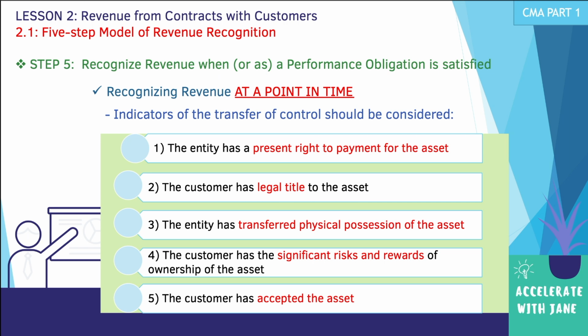For example, first, the entity has right to the full amount of consideration of the asset. And second, for example, if the seller has already transferred control of the asset, therefore the customer already has the legal title to the asset. Third, as I've said, if the seller has transferred the physical possession of the asset. Fourth, of course, since the physical possession of the asset has been transferred, the customer is already able to enjoy the significant risks and rewards of the ownership of this asset. And lastly, the customer should have accepted the asset.